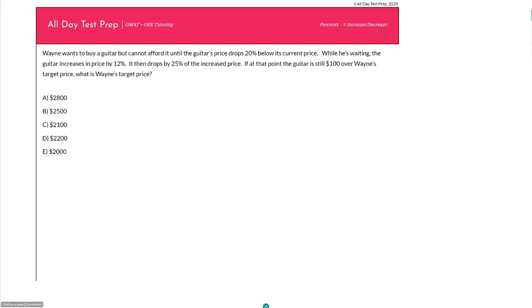Now let's start taking a look at how our percent translations are tested in the context of actual GMAT type questions. This question here is, I think, very representative of how they like to test these percent increases and decreases, where they give you a bunch of percent increases and decreases in a row in succession, so that by the time you get to the end of the question, your head is spinning a bit.